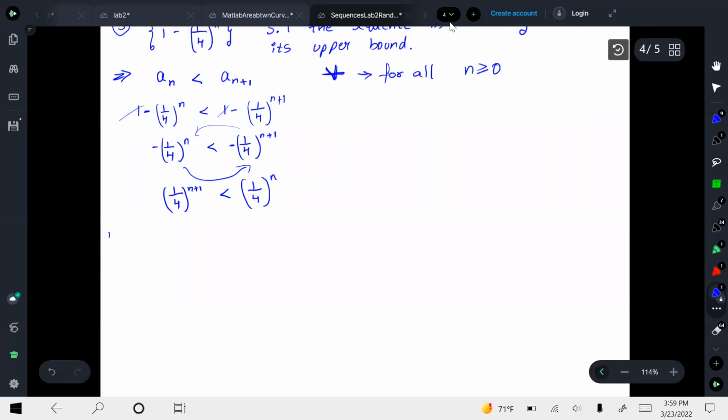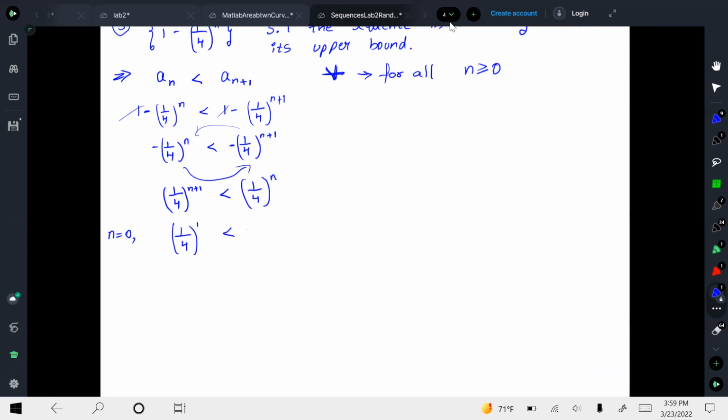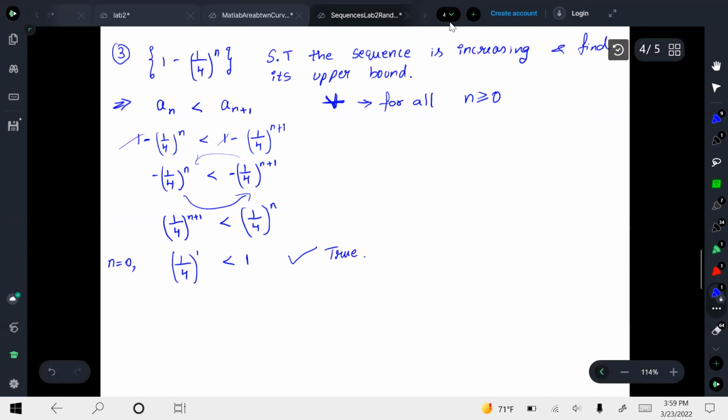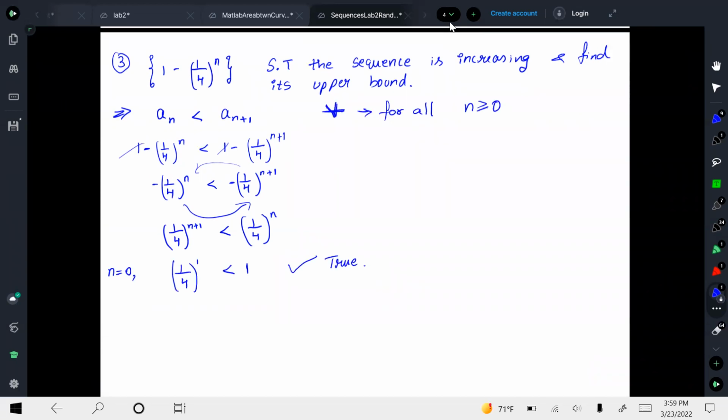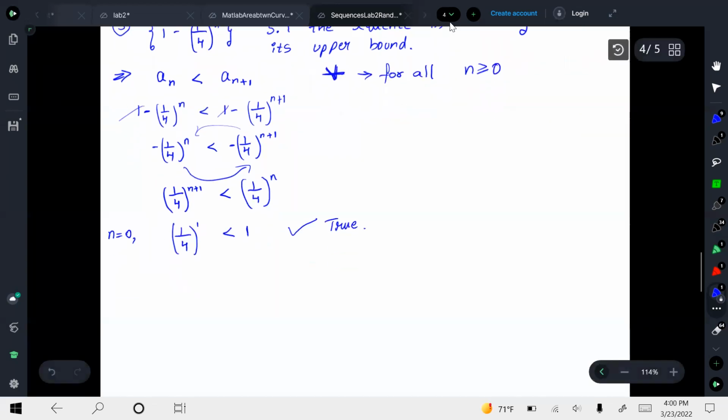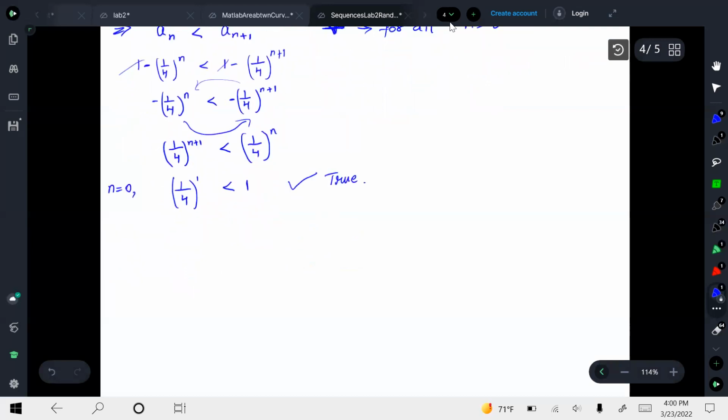How can you check that? Just use n equal to 0. So you get 1 by 4 to the power of 0 plus 1, which is 1 by 4, is less than 1 by 4 to the power of 0, which is 1, right? So 1 by 4 is definitely less than 1, and this is true. So since the inequality is true, we say that the sequence is increasing. Okay. Now the work is to find the limit or the upper bound.